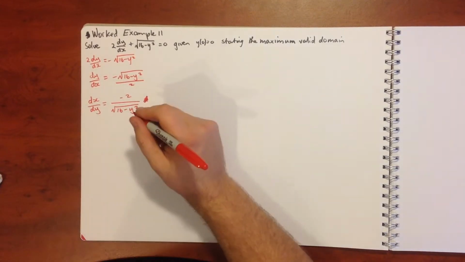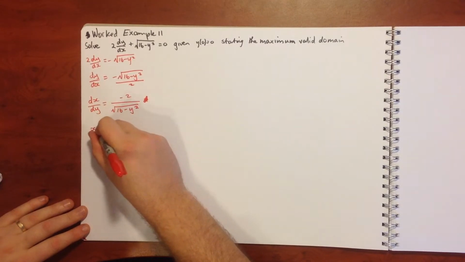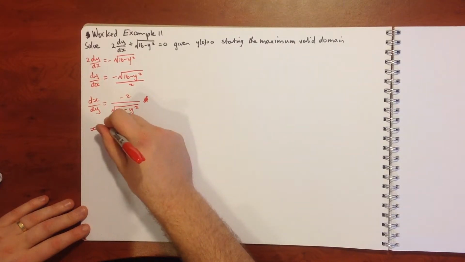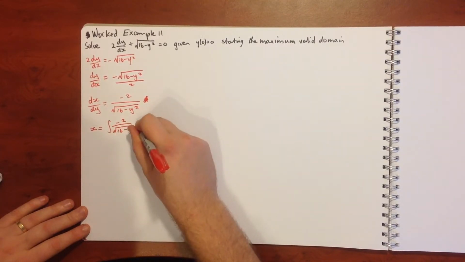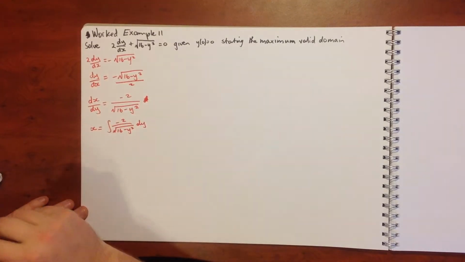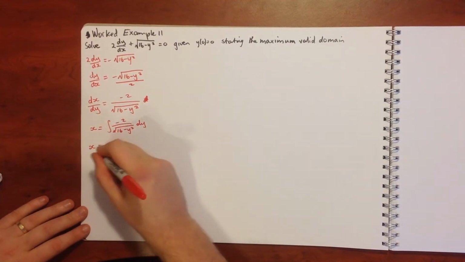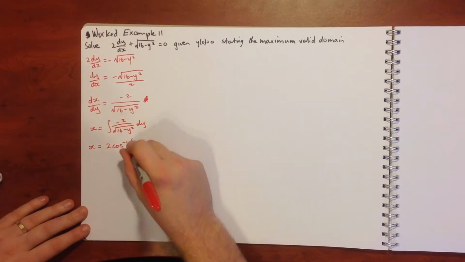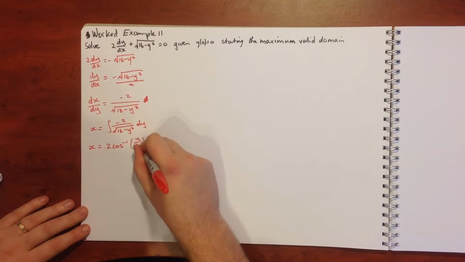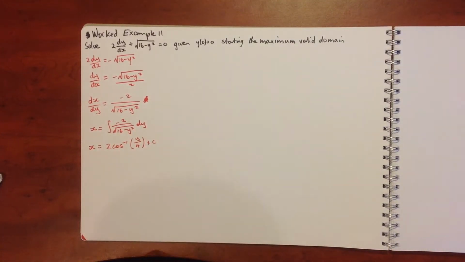Of course, then we can integrate this. Try jumping ahead. So we can integrate minus 2 over the square root of 16 minus y squared dy. And so we know then that x equals 2 times the inverse cos of y on 4 plus c, from our identities that we have.